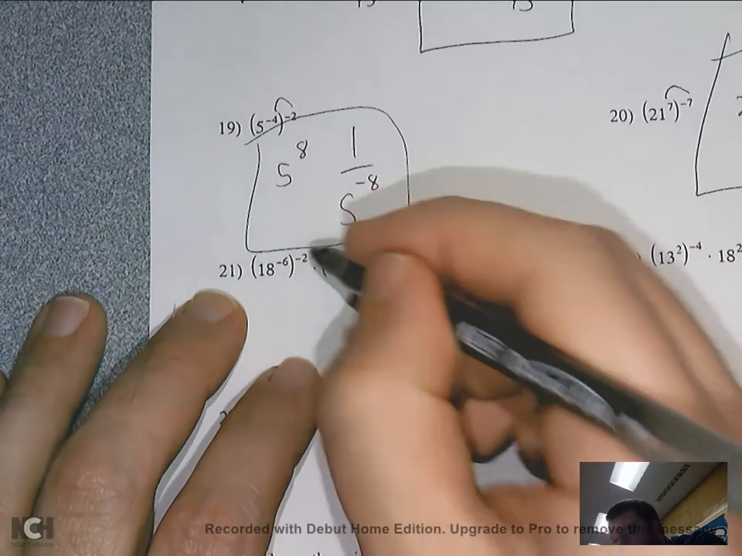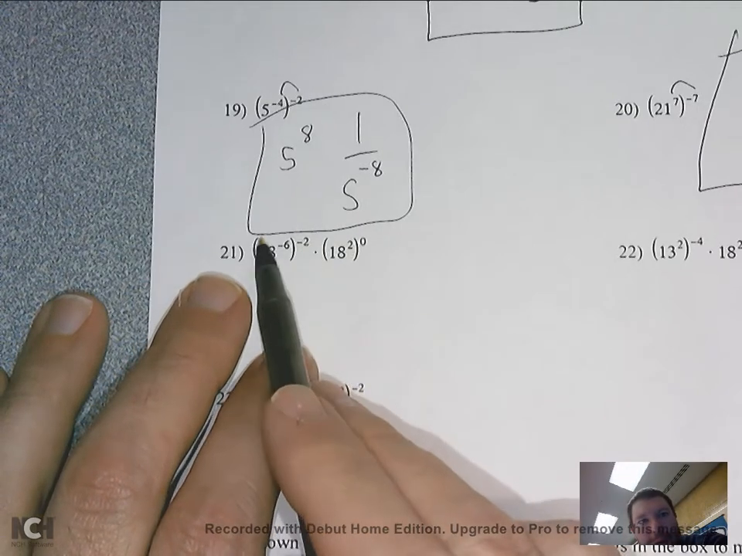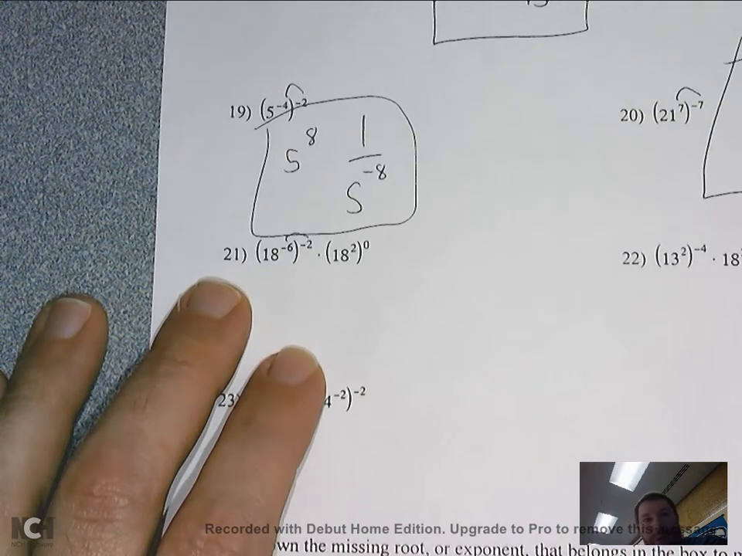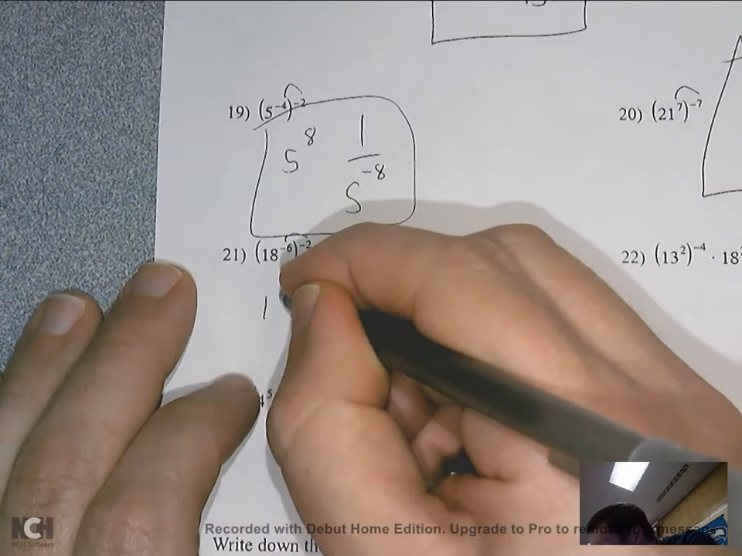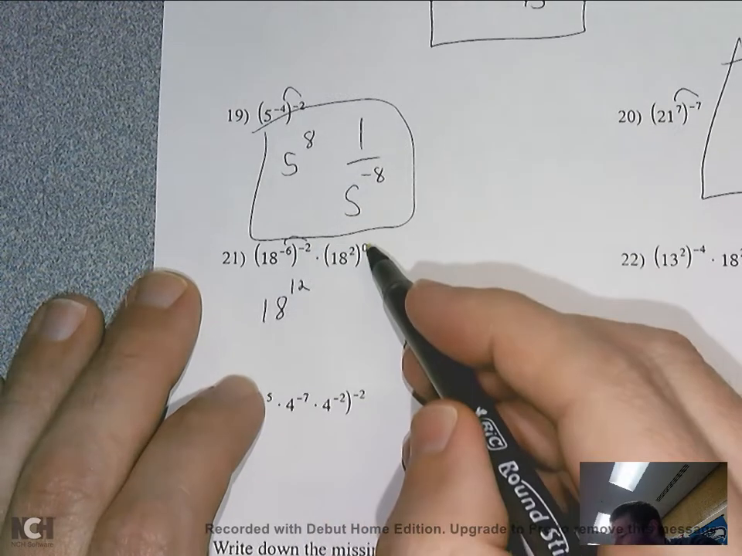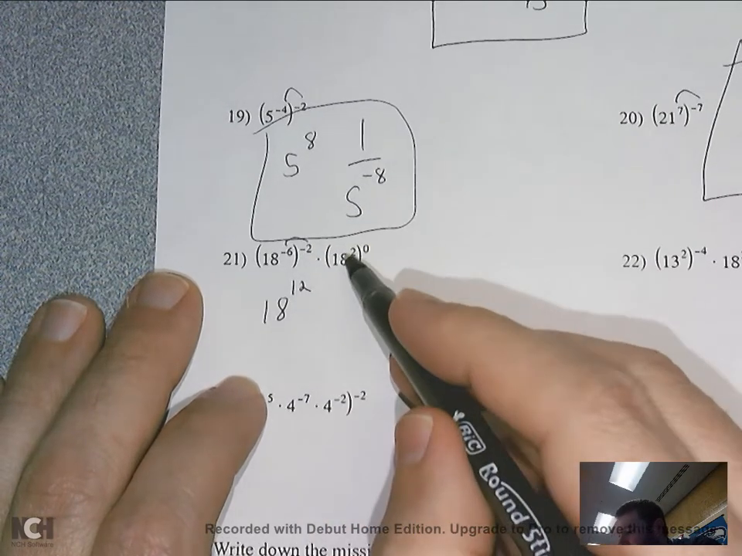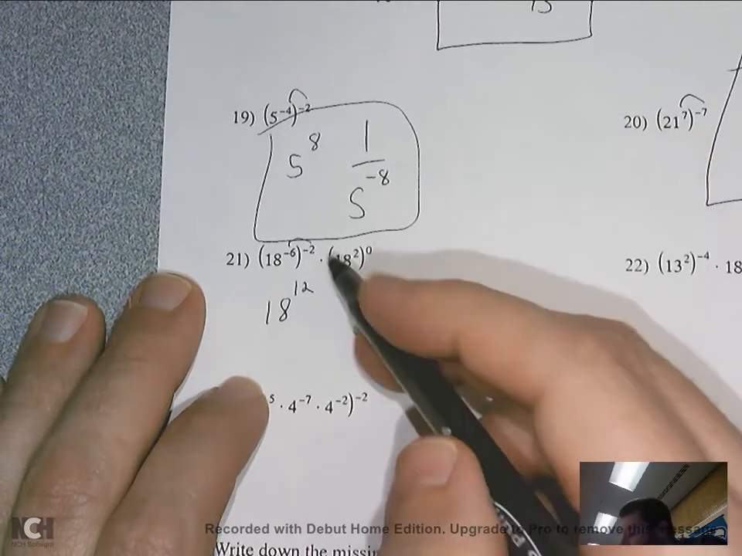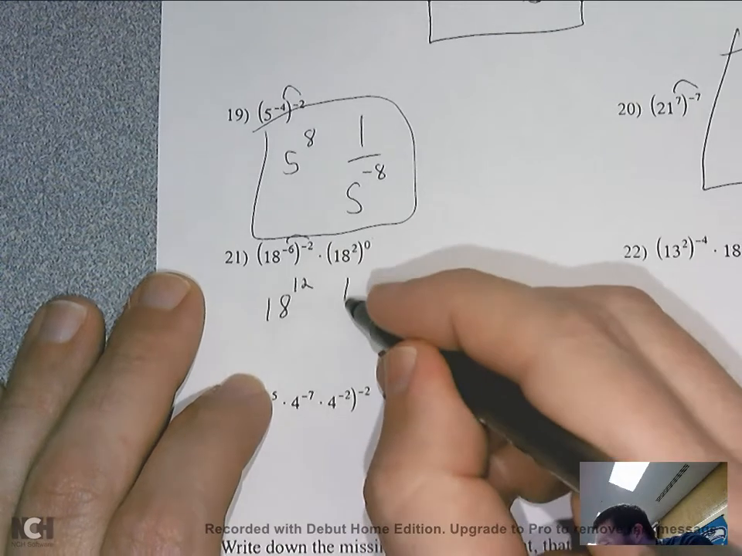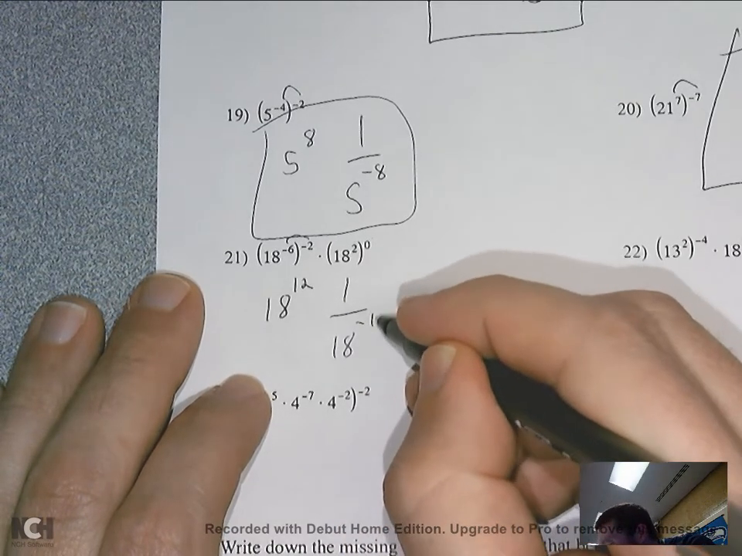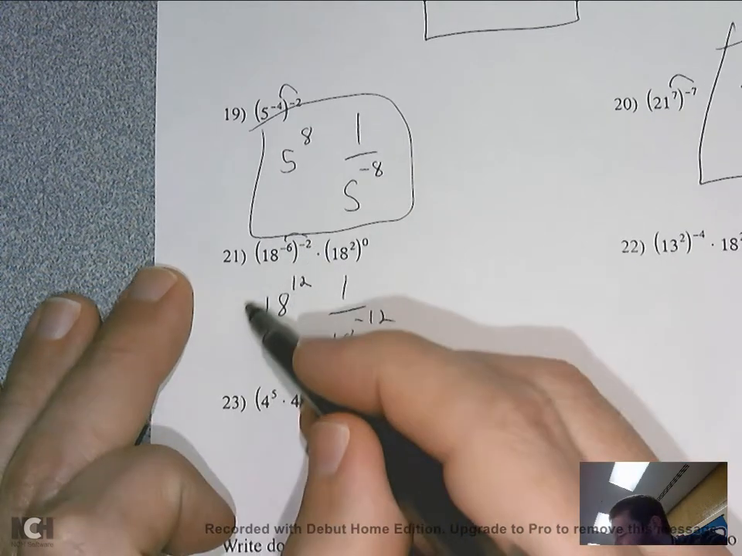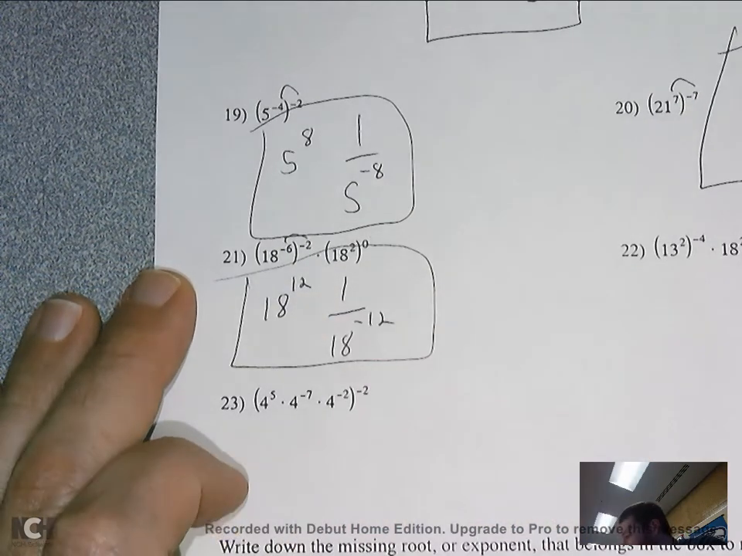And then this one, you're going to do your powers first and then multiply. So negative 2 times negative 6 is going to be positive 12. So 18 to the 12th. And then 2 times 0 is 0. 18 to the 0 is 1. So actually it is just going to be 18 to the 12th, or 1 over 18 to the negative 12, because you would just times this by 1 and you would just get this. Okay, so this would be your two answers.